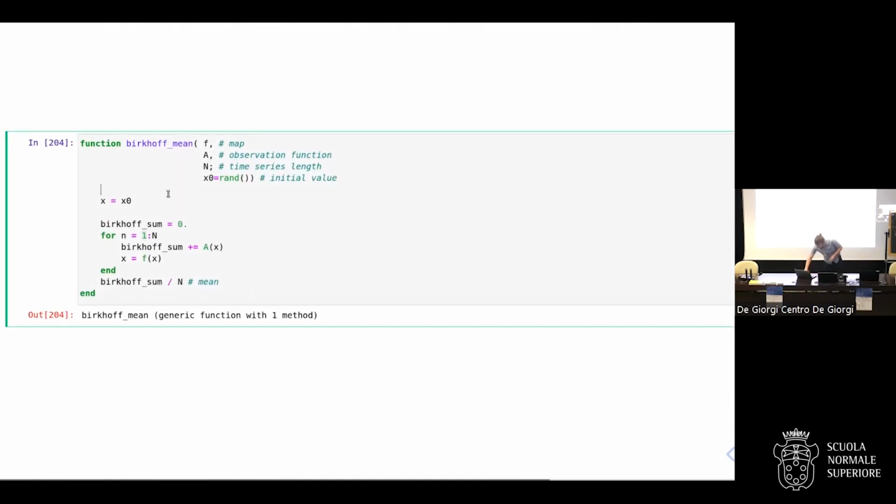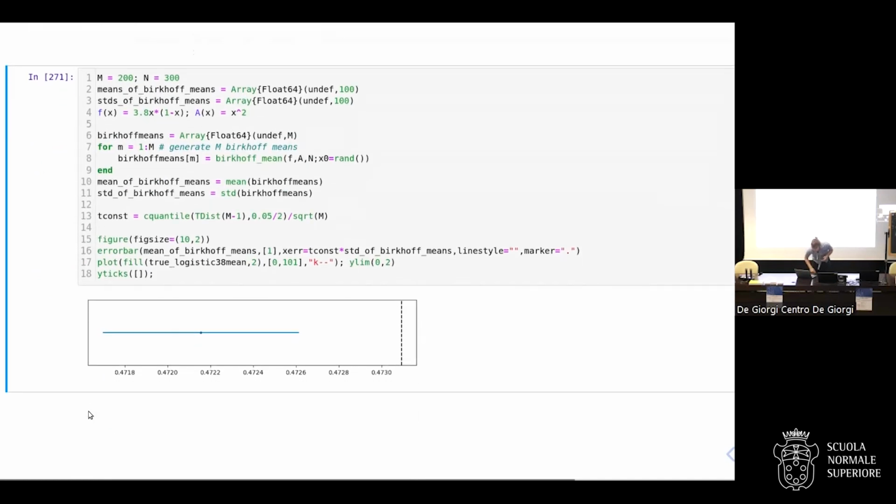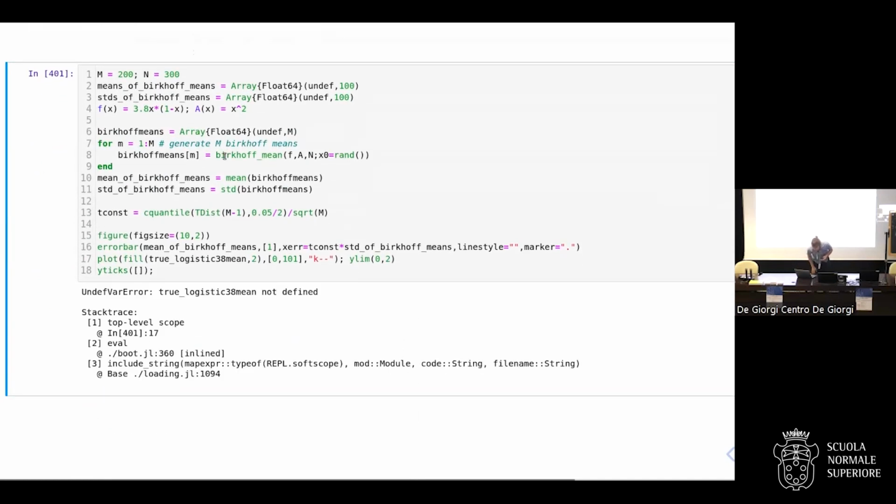Okay, so if we want to code this up, this is the function you do. You need your map, you need your observation function, and you want to initialize it. So you initialize it, you run your system a bunch of times, and at every step you add your function A, and then you divide by n. It's really simple, as I'm sure you all know. And if we do this, what's going on there?